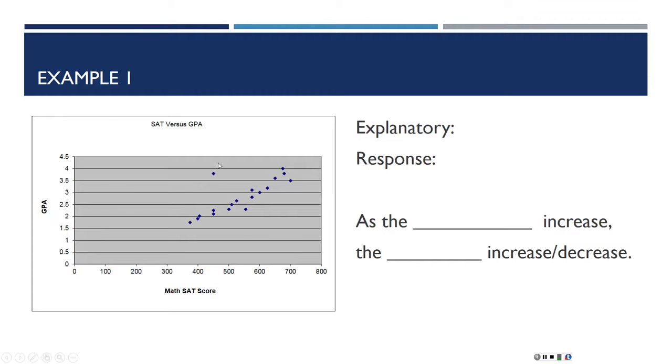Notice here we have something called an outlier again. This person has a relatively low math SAT, but they have a high GPA.